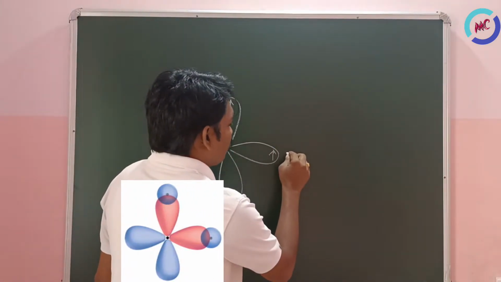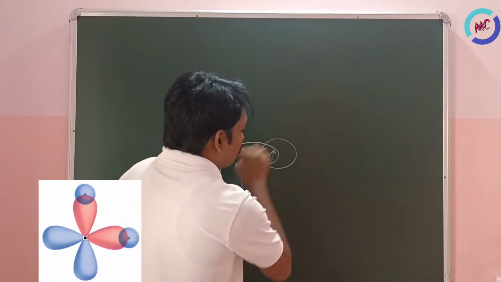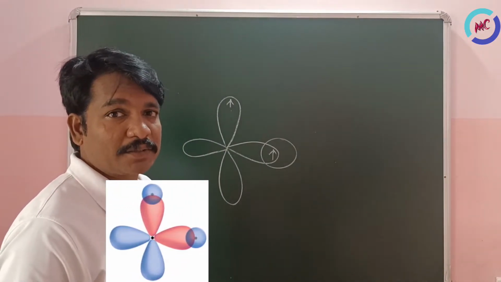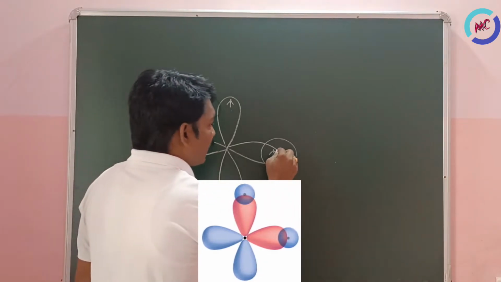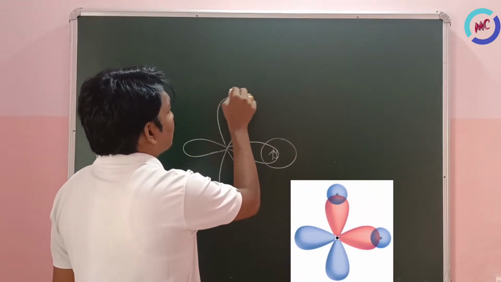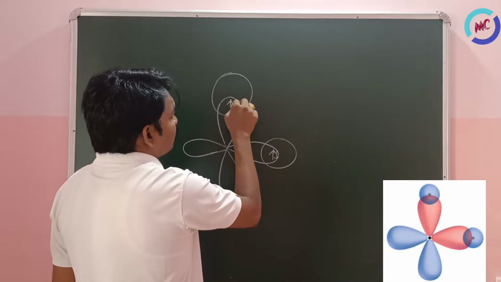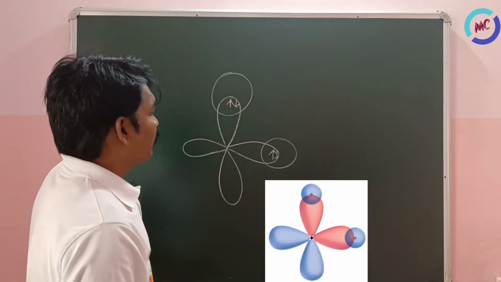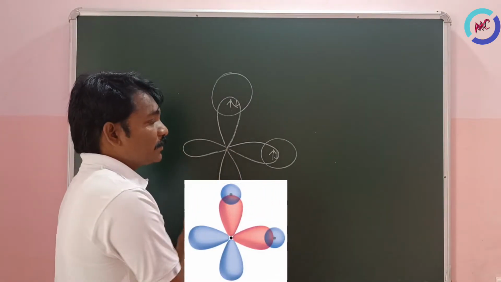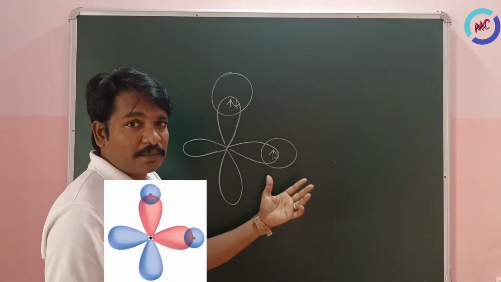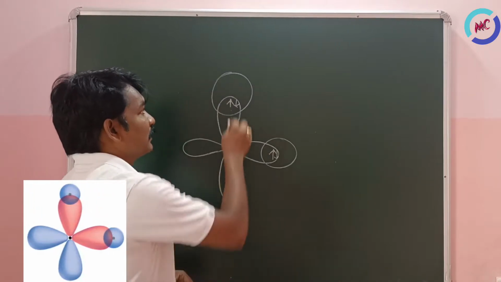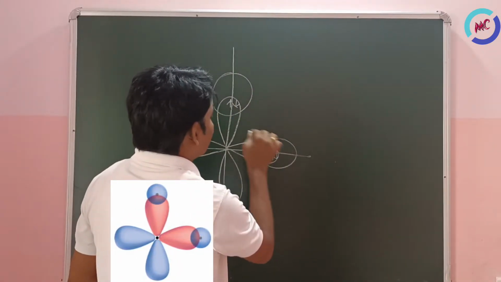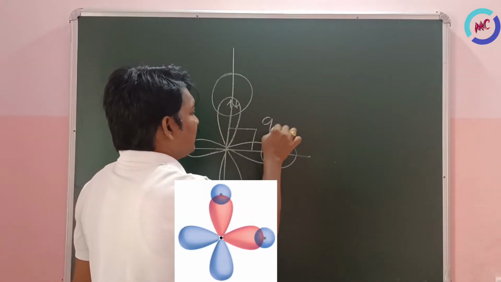Now, one orbital of hydrogen, that is the s orbital of hydrogen with an unpaired electron, combines here, and one more hydrogen orbital with one unpaired electron joins here. And observe here, the p orbitals of oxygen and s orbitals of hydrogen overlap like this. And if you observe the bond angle here, it will be 90 degrees.